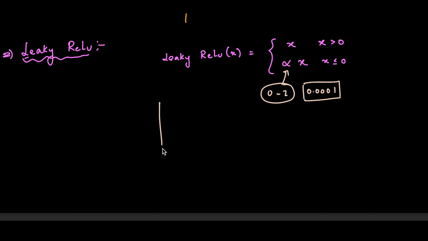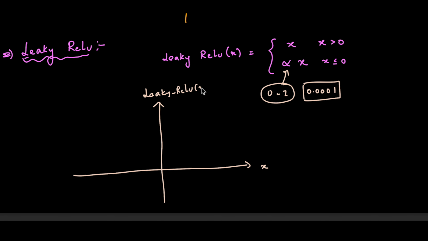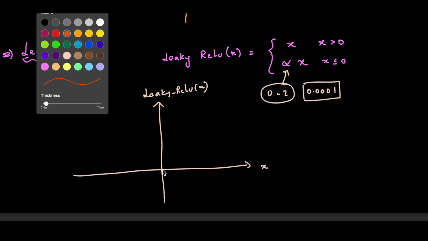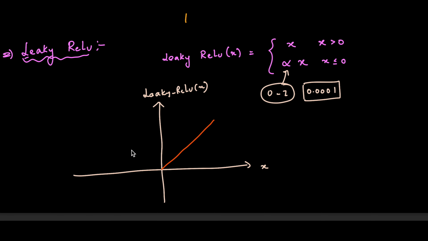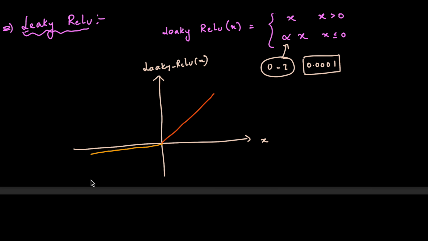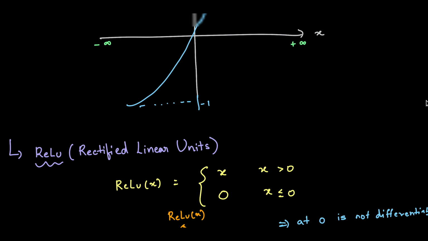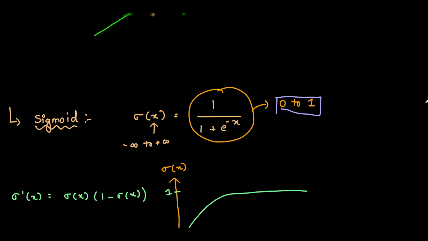Okay, and the graph for this Leaky ReLU will be looking something like this. So on the x-axis we'll be having x, on the y-axis we'll be having this particular Leaky ReLU of x, and the corresponding graph will look like this. So whenever it is greater than 0, it will be the same as ReLU, but whenever it is less than 0, it will not reduce in the same proportion as x reduces, but it will slowly reduce. So this is about the Leaky ReLU activation function, and it is also not differentiable at 0. Okay, so these are all the different activation functions that we have discussed in this particular video.